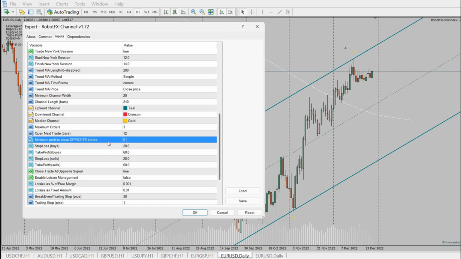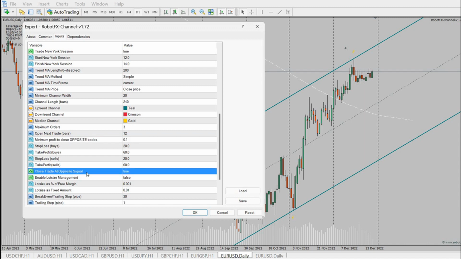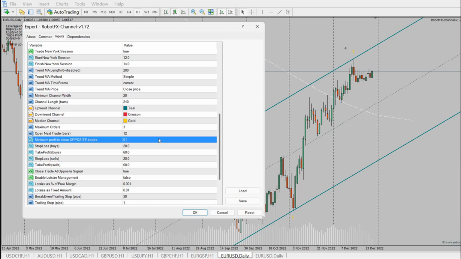After that, we have the minimum profit, and this applies to this option right here, close trades at opposite signal. First of all, close trades at opposite signal instructs the expert advisor to close the opposite trades whenever an opposite signal occurs. So if you have a buy open on the chart and there is a valid sell signal, then with this option set to true, the expert advisor will close that, but only if the profit of that trade, or trades if there are more than one, will be at least $0.1 or whatever account currency you are using. So make use of this if you want.